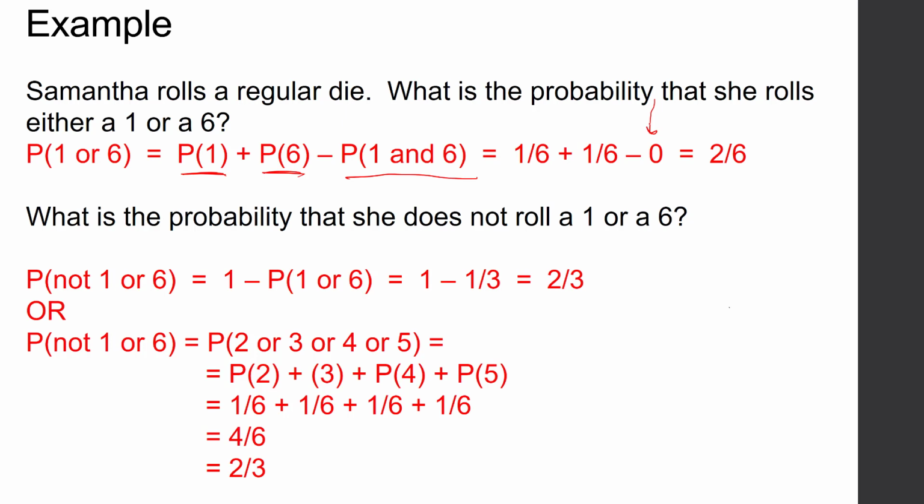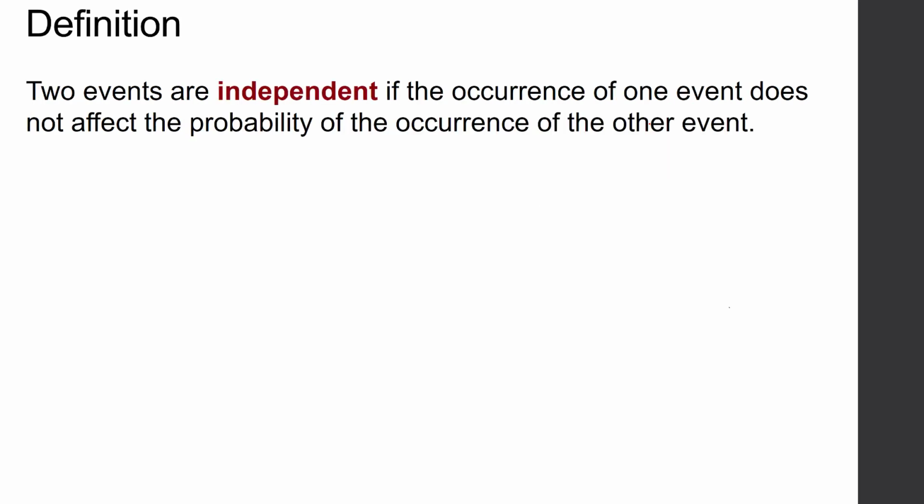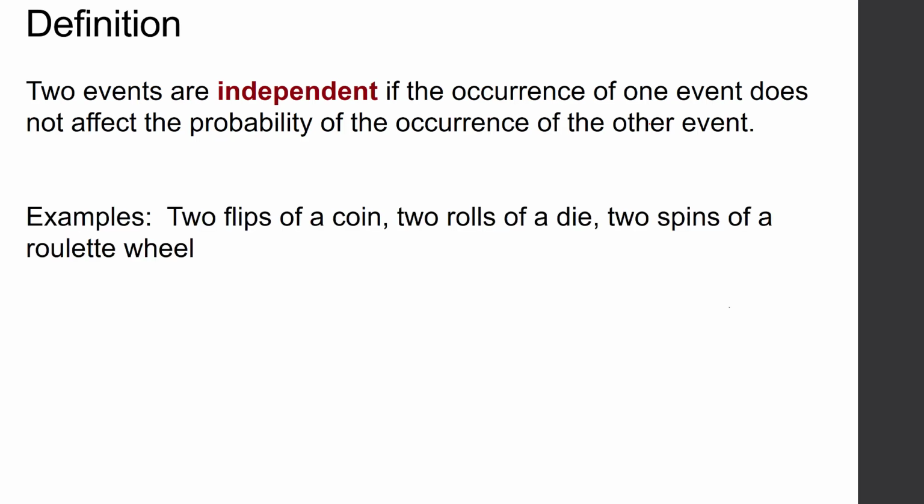Okay, so we've just kind of applied this being disjoint phenomenon to our union rule to see how that works. So when you have disjoint events, you don't need to subtract out an intersection. All right, so another definition. If two events are independent, that means the occurrence of one event does not affect the probability of the occurrence of the other event. This is more of like a theoretical probability, a little bit more difficult to picture.